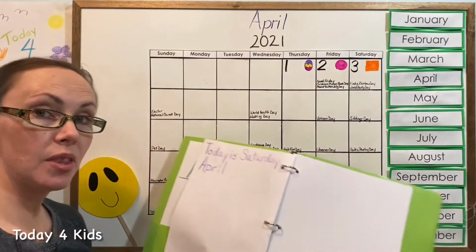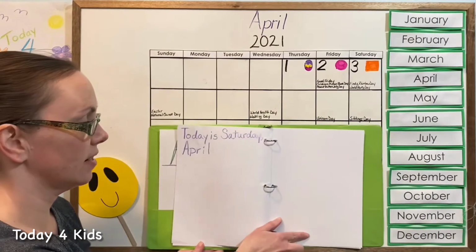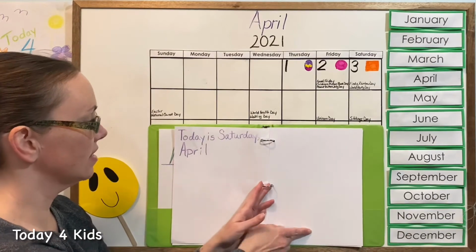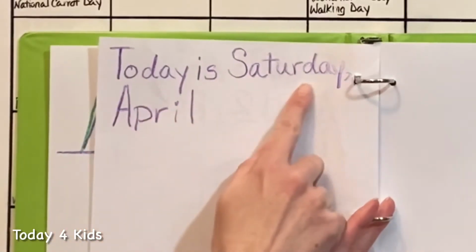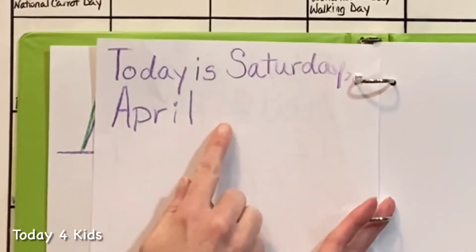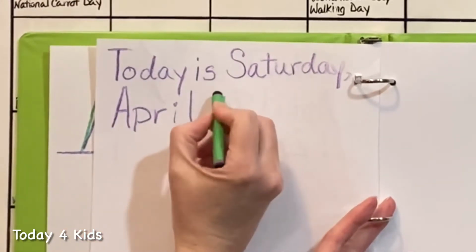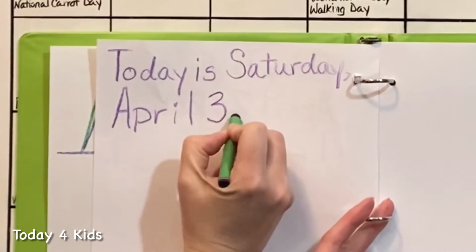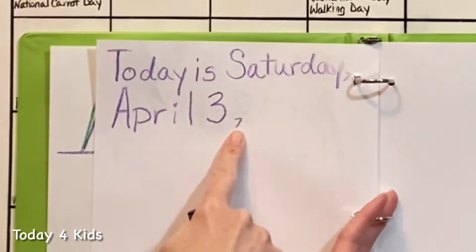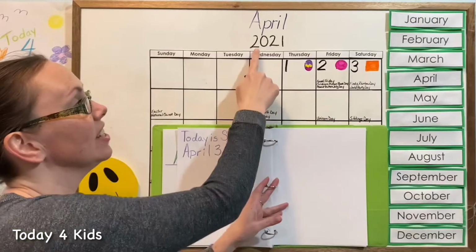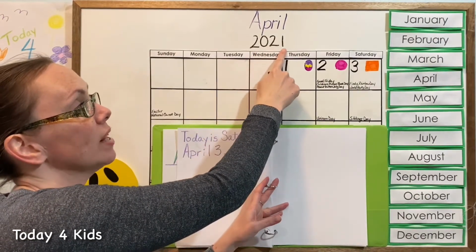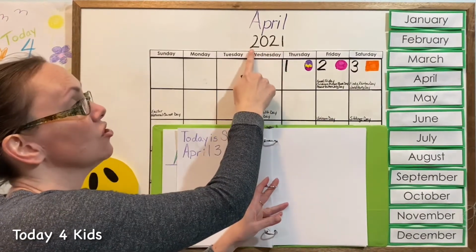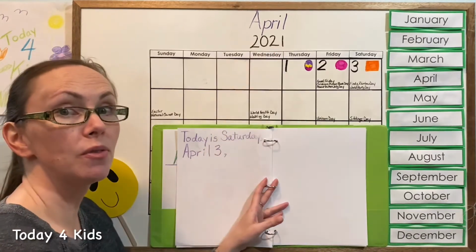So now we can put 3 into the sentence of our agenda. Can you say the sentence with me before we put the number 3 in? Today is Saturday, comma, April 3rd. And then we'll put a 3 in there. And then a comma. And that comma reminds us to pause before we say the year. And the year is at the top of the calendar with the month. And it is 2021. Or you can say 2021. Both of those are correct.